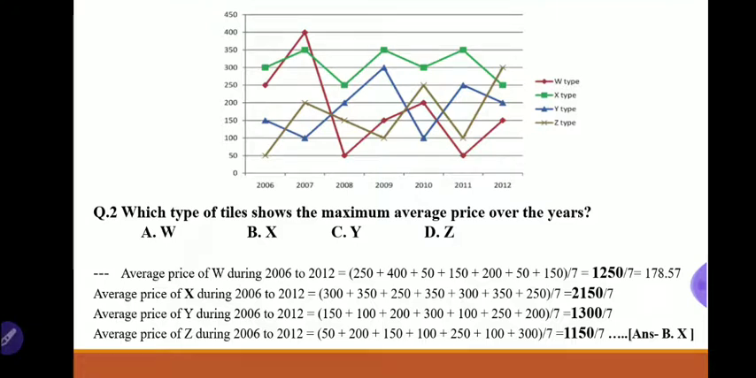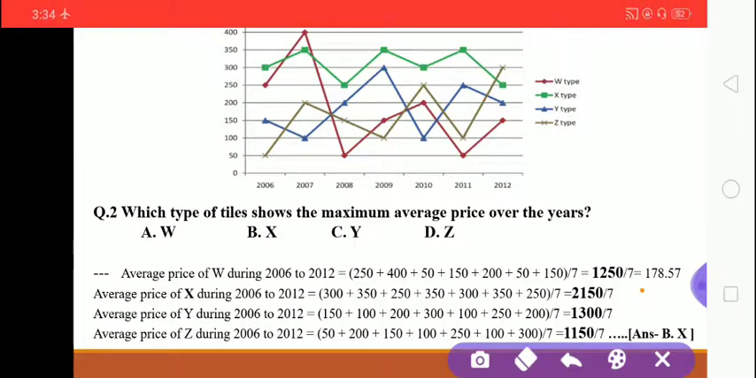Next, which type of tiles shows the maximum average price over the years? So here you have to calculate the average price for all the types. Just calculate the average, that means the addition of all the prices at all the years divided by 7, because 7 years are given here. Here also we need not calculate the exact value of this average, just calculate the addition and write divided by 7. Whose addition is maximum, that is whose numerator will be maximum, that ratio will be maximum.